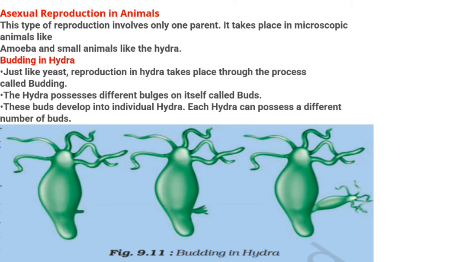Basically, asexual reproduction in animals involves only one parent. The reproduction that takes place in hydra is so that it releases some bulges that are known as buds. They gradually grow, and when they become adults, they are separated from the parent hydra and then lead an individual life.